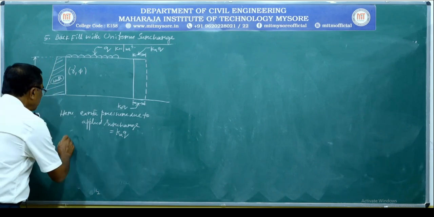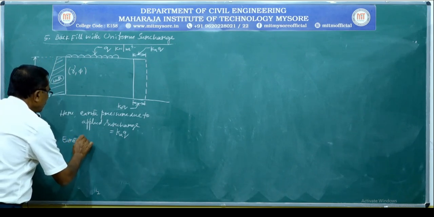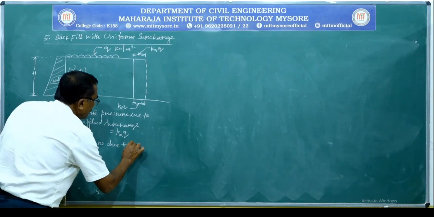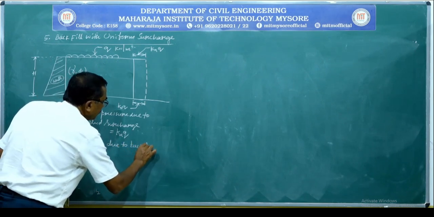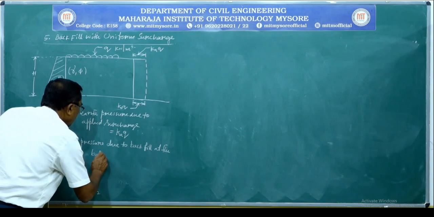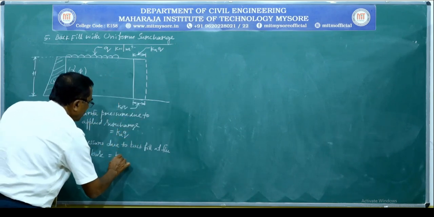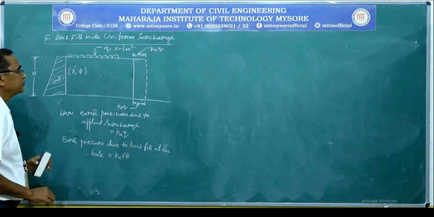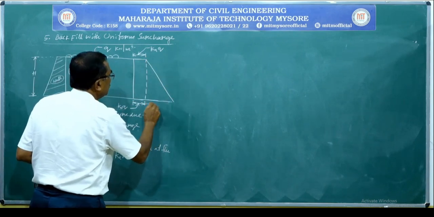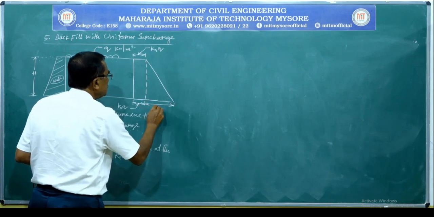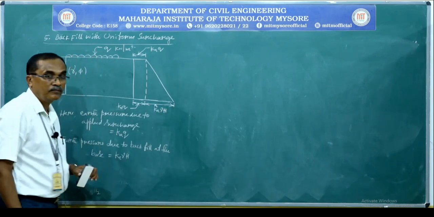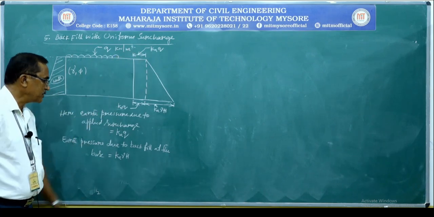Next, earth pressure due to the backfill at the base is equal to Ka into gamma into H. So earth pressure at the base is equal to Ka into gamma into H. This is Ka into gamma into H. So we got the pressure distribution diagram.